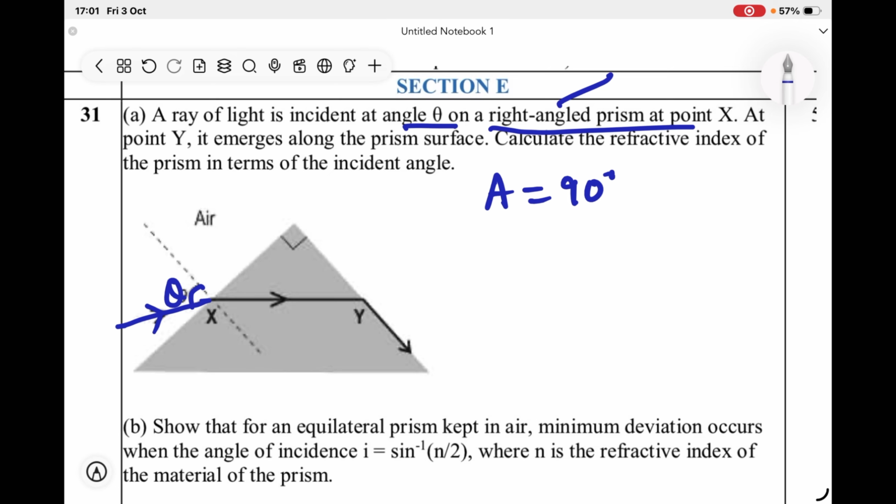At point Y, it emerges along the prism surface. So you can see the ray emerging along the surface. It means it is falling at critical angle. At critical angle only, the ray grazes the surface. It has not gone out. It is coming along the surface. It means the angle of incidence is equal to the critical angle. This is i c, the critical angle.